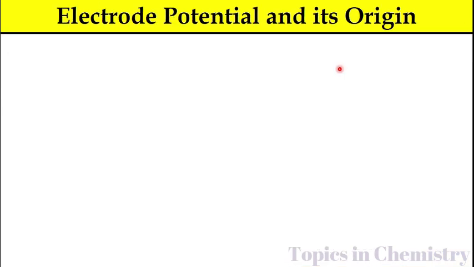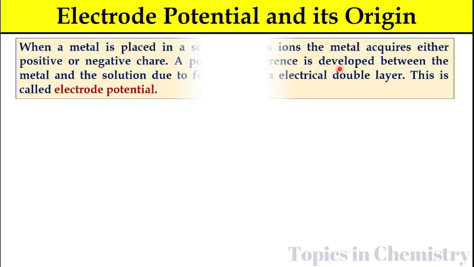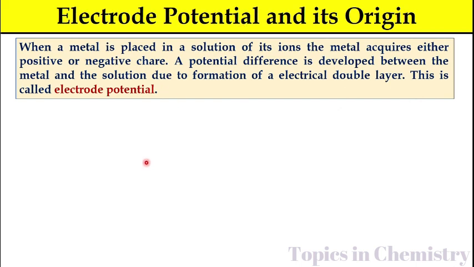Next topic is electrode potential and its origin. First you have to know what you mean by electrode potential. So here is the definition. When a metal is placed in a solution of its ion, the metal acquires positive or negative charge. A potential difference is developed between the metal and the solution.